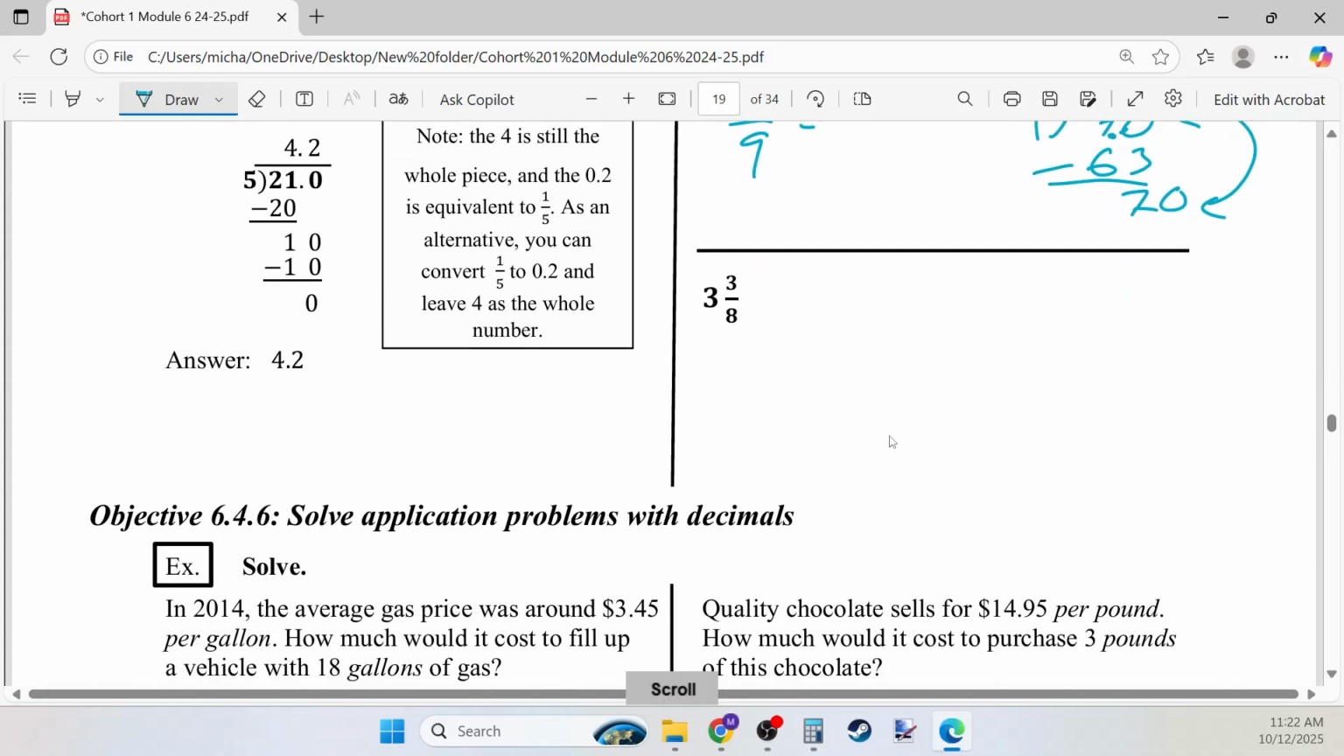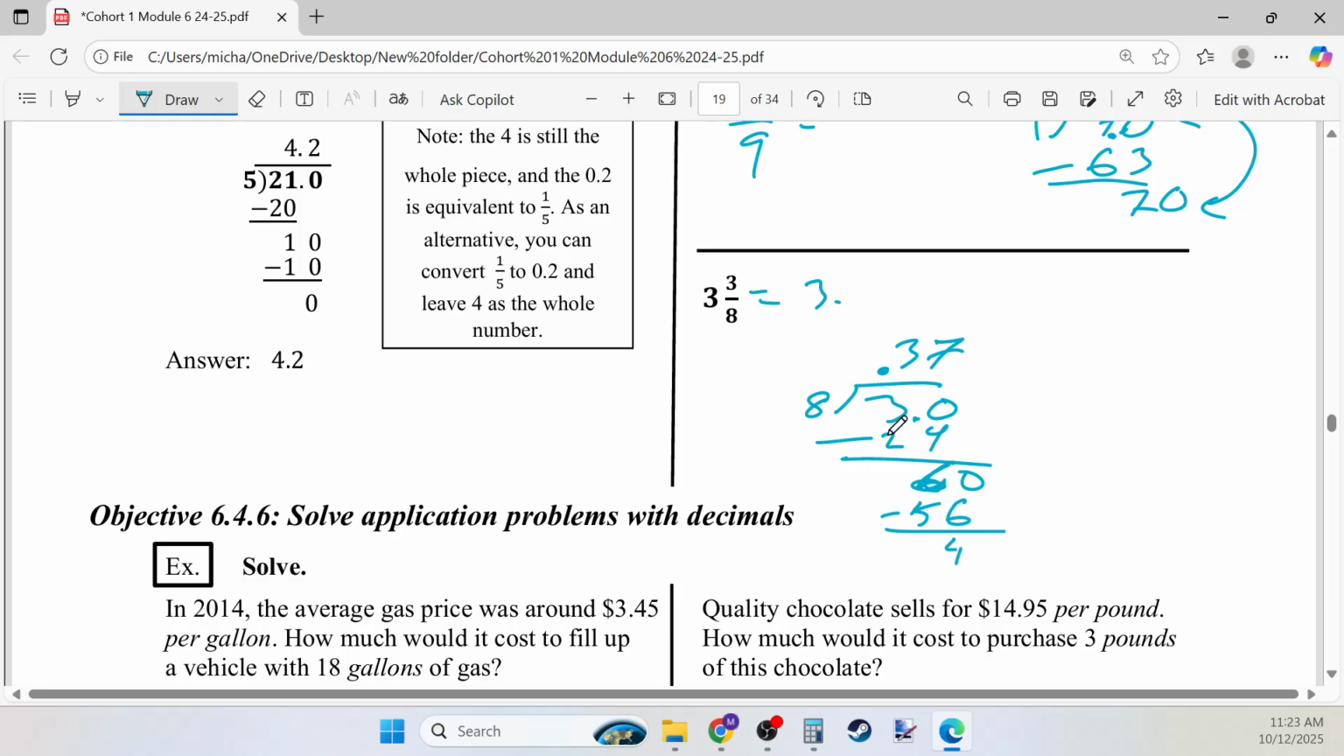Okay. Here we have 8 goes into 3. 8 doesn't go into 3, so I have to put a dot and a 0. 8 goes into 30 three times. 3 times 8 is 24. Subtract, we have 6 left over. And a 0. 8 goes into 60 seven times. 7 times 8 is 56. Subtract, 4 left over. Bring down a 0. 8 goes into 40 five times. 5 times 8 is 40. Subtract, we get 0 left over. So we have 3.375 is our answer. Now we have some word problems.